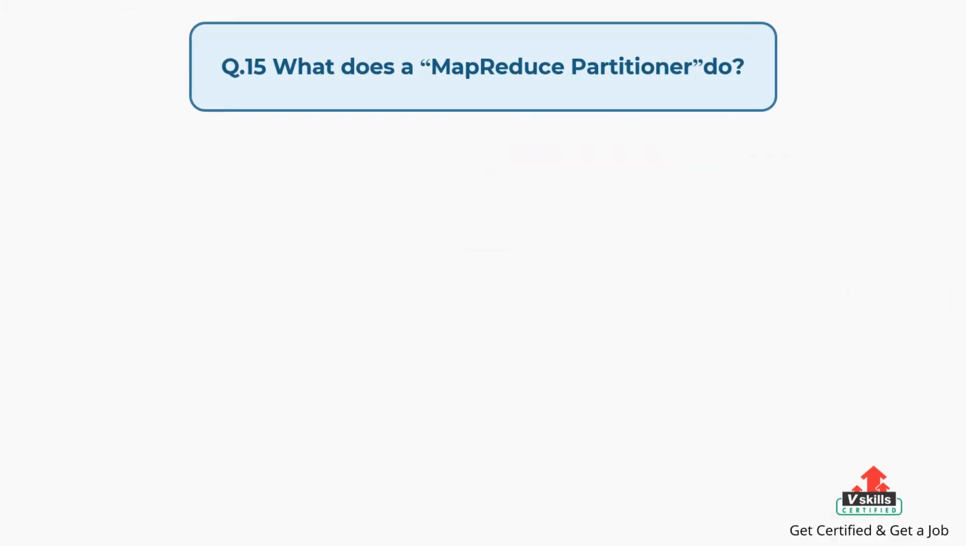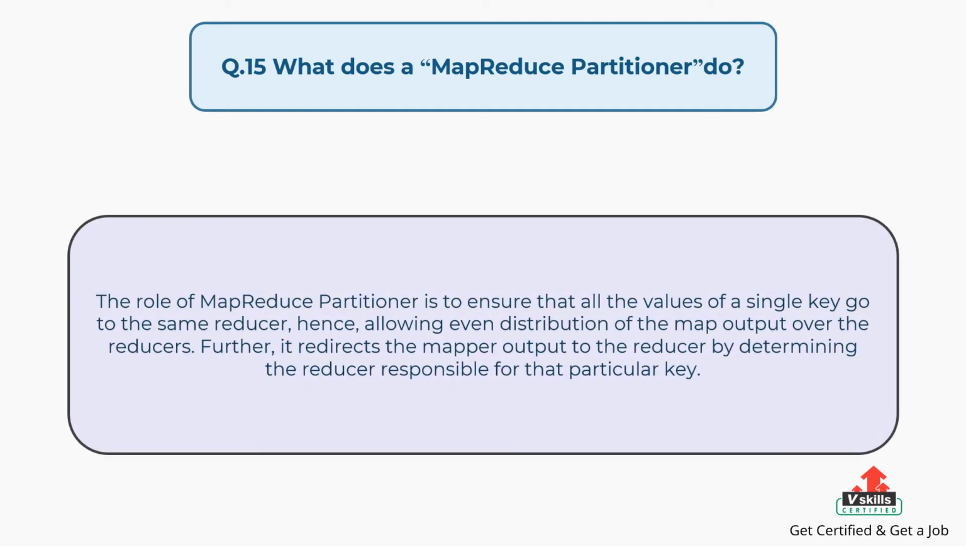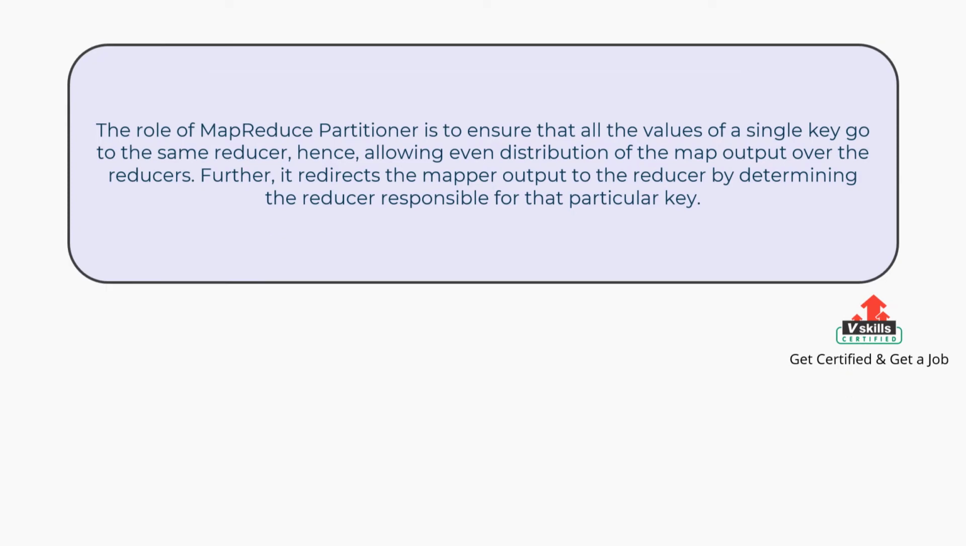Question number 15. What does a MapReduce Partitioner do? The answer is, the role of MapReduce Partitioner is to ensure that all the values of a single key go to the same reducer, hence, allowing even distribution of the map output over the reducers. Further, it redirects the mapper output to the reducer by determining the reducer responsible for that particular key.